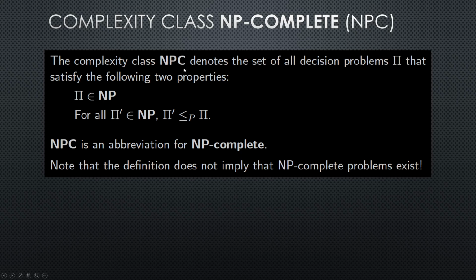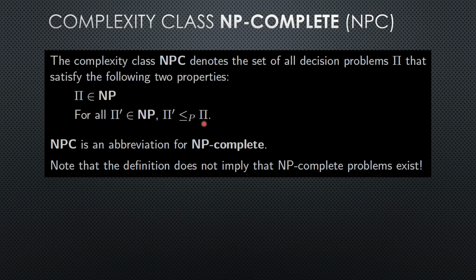This complexity class NPC denotes the set of all decision problems pi that satisfy the following two properties. So pi is in NP. You have to be in NP to be NP complete. And then for every other problem pi prime in NP, there's a polynomial transformation from pi prime to pi. So that means that pi is NP complete.